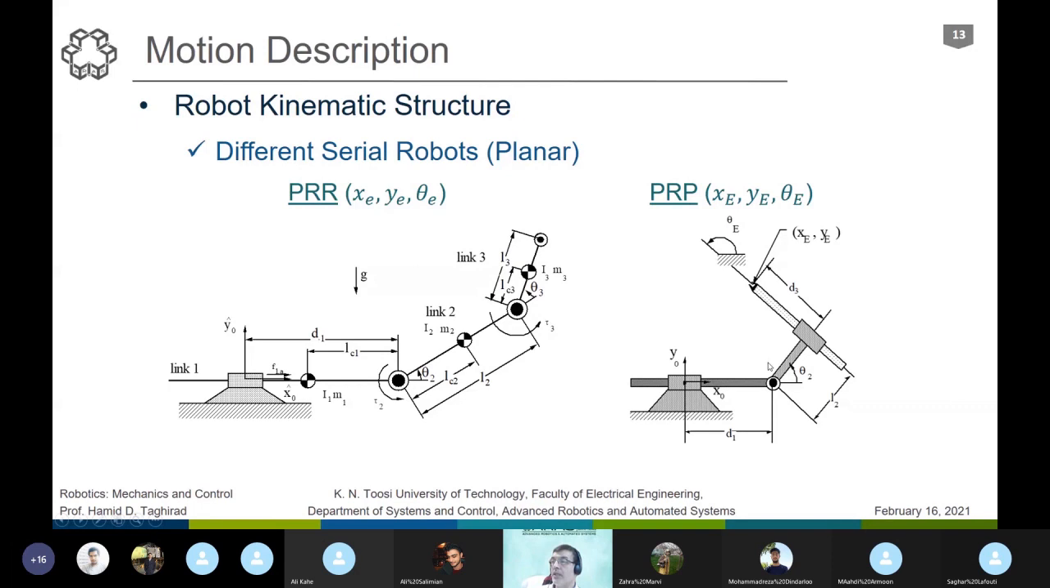As you see, PRP actuator. PRP actuator again provides you with 3 degrees of freedom. Since we have 3 motors, 3 degrees of actuation, we have also 3 degrees of final motion, which is X, Y, theta. And we cannot have more than that in a robot in a plane.